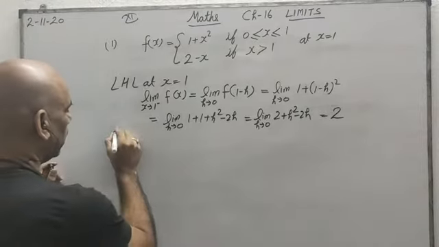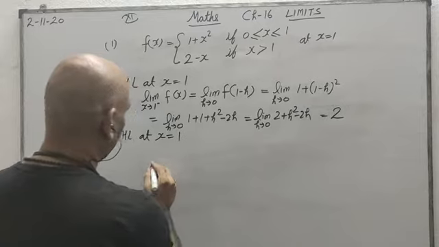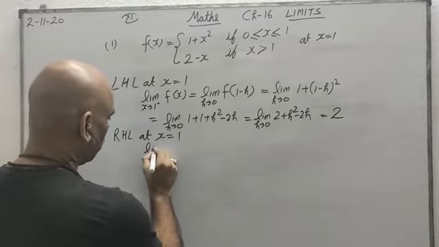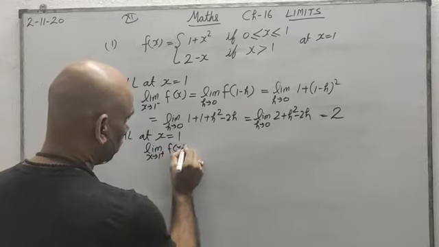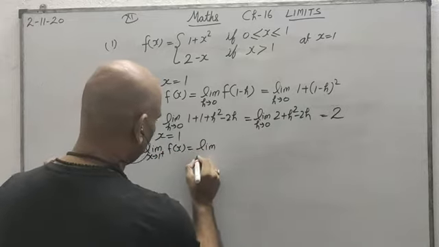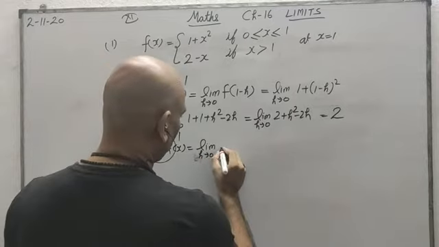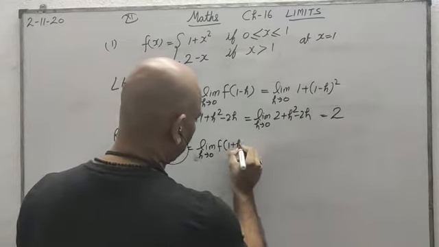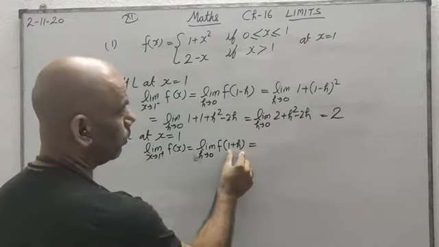Now I will calculate RHL. RHL at x is equal to 1. Right hand limit I am going to find out. Limit x tends to 1 plus. So f(x) is equal to limit h tends to 0 f(1 plus h). This is RHL. So 1 plus h. 1 plus h is more than 1.